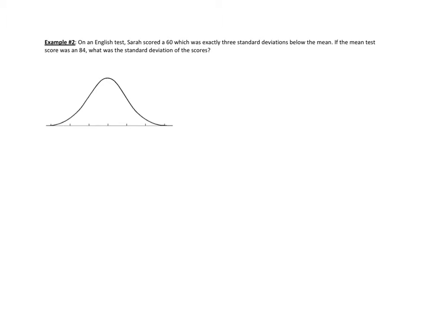Okay, so number 2 says, on an English test, Sarah scored a 60, which is exactly 3 standard deviations below the mean. If the mean test score was an 84, what is the standard deviation? So again, just like every problem, I'm going to draw my curve, and I'm going to set it up nicely. So 0, 1, 2, 3, -1, -2, -3, and we can label those with z-scores. And now let's input the information that they tell us. They say that the mean score was an 84. So where the 0 is, I'm going to put 84.